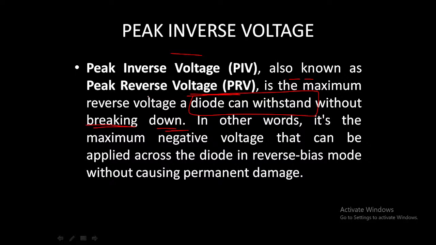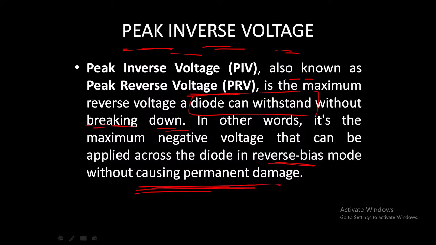In the reverse bias condition, the diode will not conduct at all. If we go on increasing the reverse bias voltage, the diode will stay off up to some potential, which we have discussed. So the maximum voltage the diode can withstand is called the peak inverse voltage. In other words, it is the maximum negative voltage that can be applied across a diode in reverse bias mode without causing permanent damage.